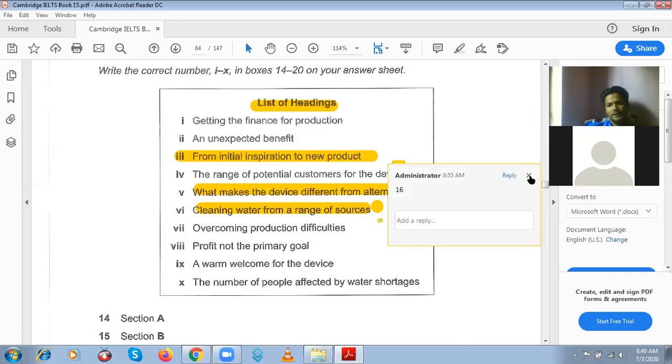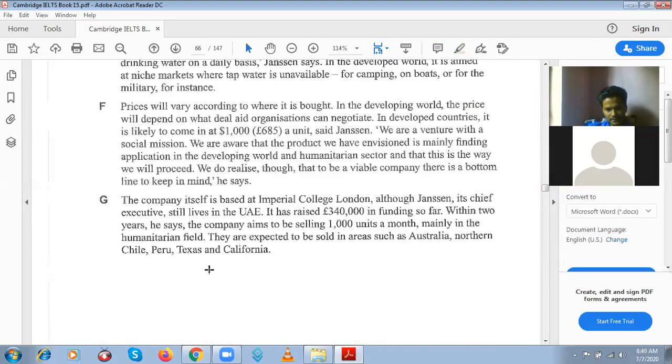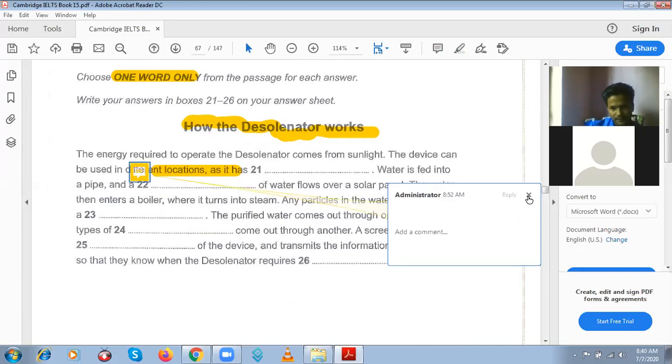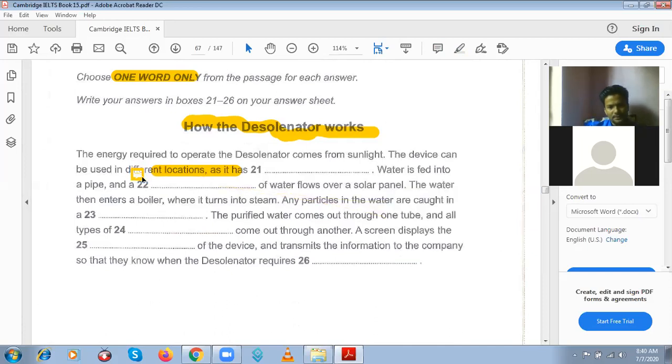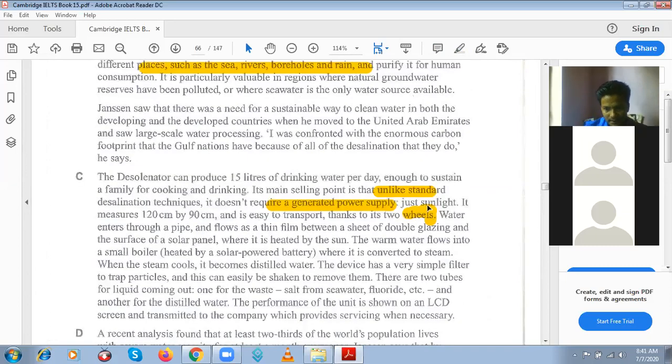Okay. Now we have to go back to the other question, then check the answer. Let's say the energy required to operate the desalinator comes from sunlight. The device can be used in different locations as it has... two what? Wheels? Two fed wheels to pipe? Okay, we have got the question area. It is taken from paragraph C. Let's see.